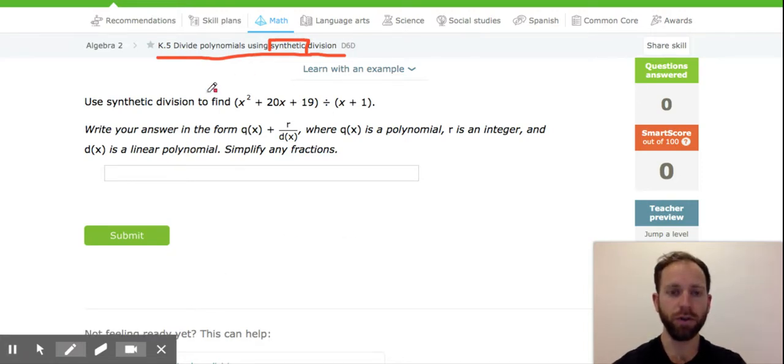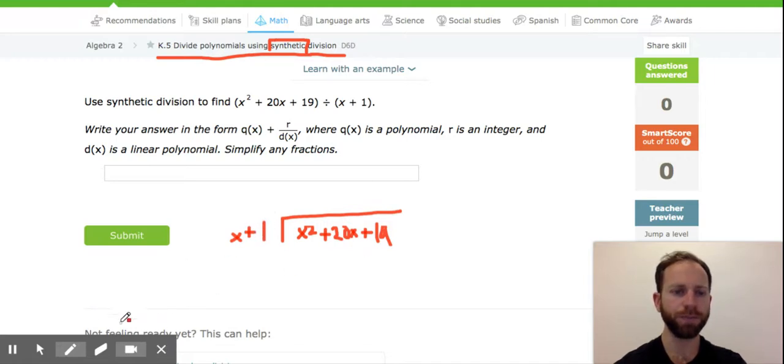All right, so first I'm going to show you this by long division, and then I'm going to show you how we can shorten the process using synthetic division. So for long division, we would take the polynomial and put it underneath. That's called the dividend, x squared plus 20x plus 19. And then what we're dividing it by is called your divisor. So the divisor is x plus 1.